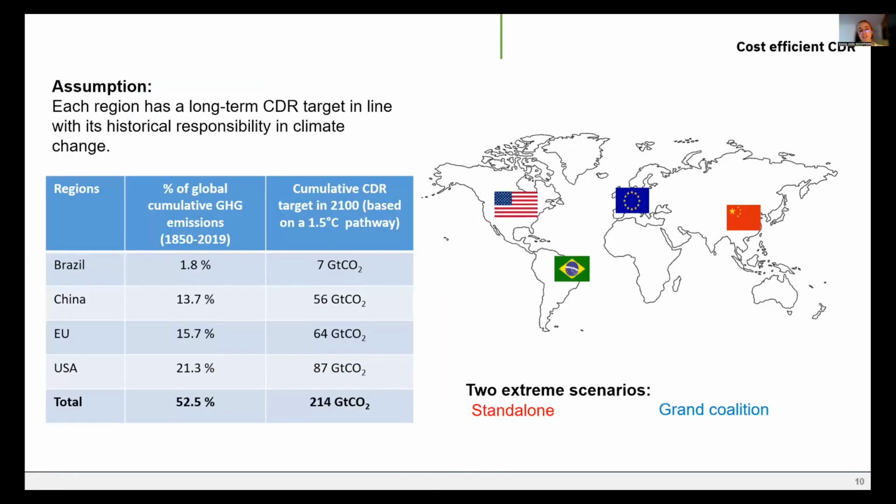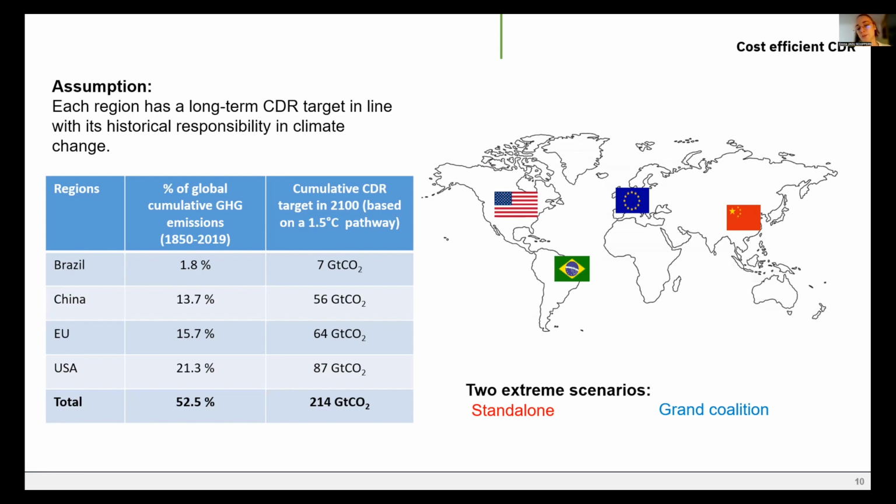So we chose 4 regions: the US, Brazil, the European Union, and China. These 4 regions represent more than 50% of global cumulative greenhouse gas emissions between 1850 and 2009. And they also represent a very diverse set of historical and geographical situations. So even if we didn't have data on all regions, we hope that this is representative enough. Each region was given a long-term carbon dioxide removal target in line with its historical responsibility for climate change.